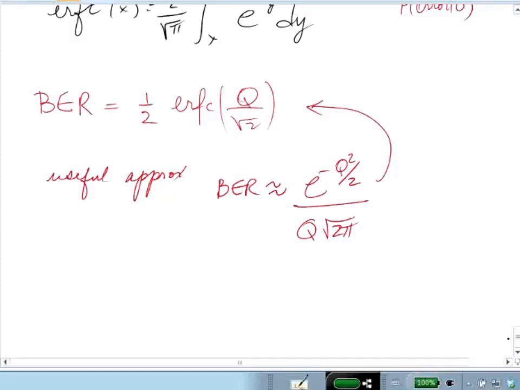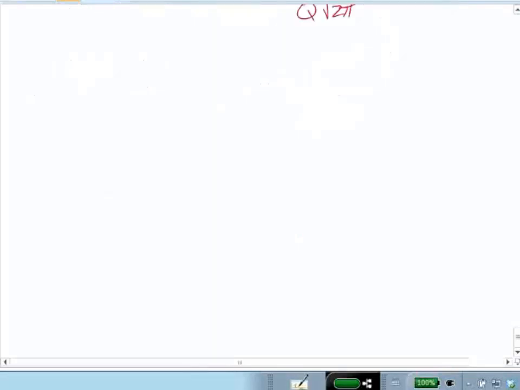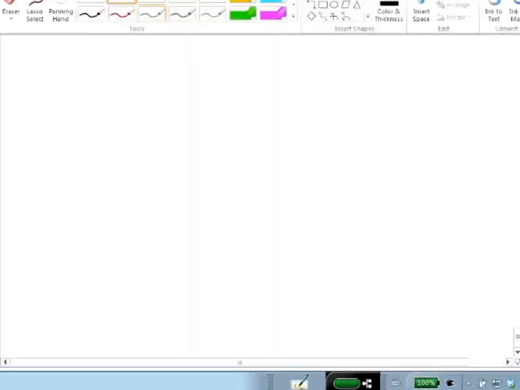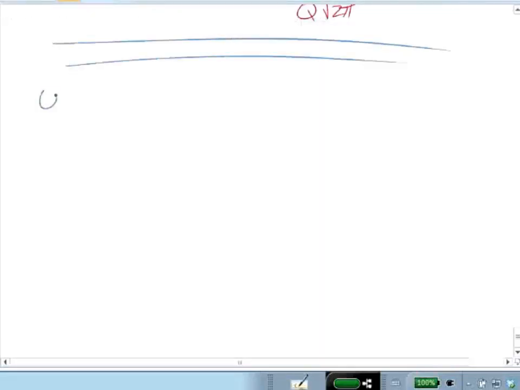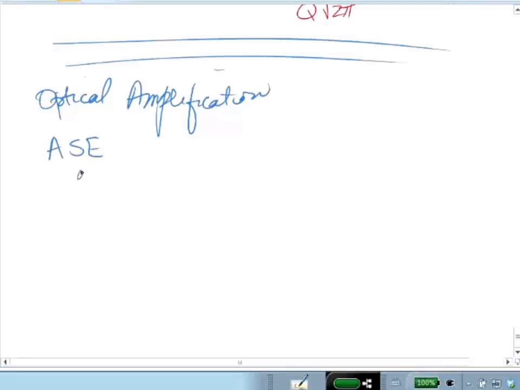Move on now to the next topic, which is amplified spontaneous emission. Now we have a nice theoretical equation for what happens on the sources of noise due entirely to the PIN, and now I'd like to look at optical amplification. So typically we refer to this as ASE, amplified spontaneous emission.